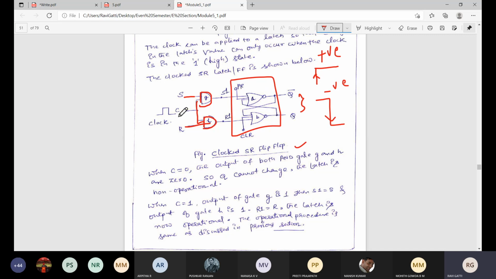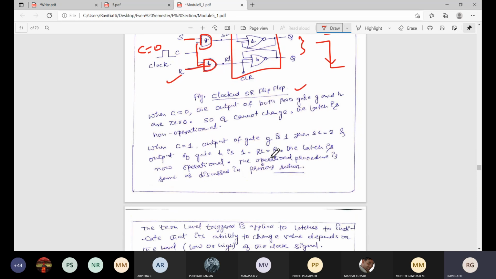When the clock is high, whatever values you feed for S and R enter the system and you get the corresponding output. When clock is equal to 0, your circuit will not work. So we have included a controlling mechanism: whenever there is a change in the clock, only then does that change appear at my output terminal. If the clock is not applied, this circuit will not work. Therefore it is called a clocked SR flip-flop.